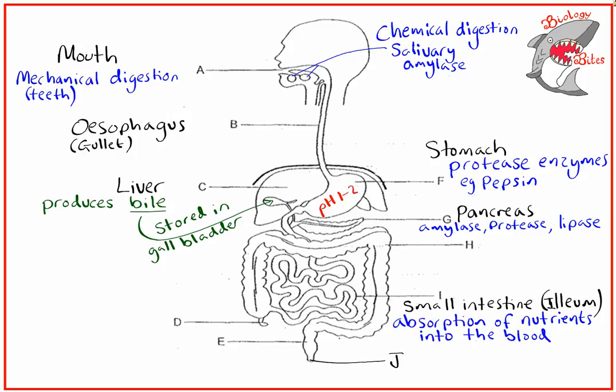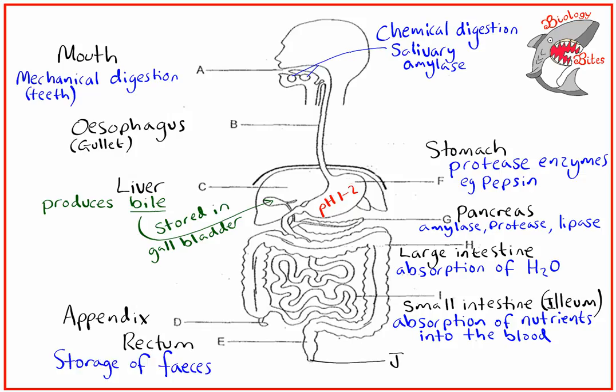The next part of the digestive tract is the small intestine, also known as the ileum, and this is where you have absorption of nutrients into the bloodstream. The appendix is labelled as shown, and the next part is the large intestine. The large intestine is responsible for absorbing water, and if this did not occur, you would constantly have diarrhea.